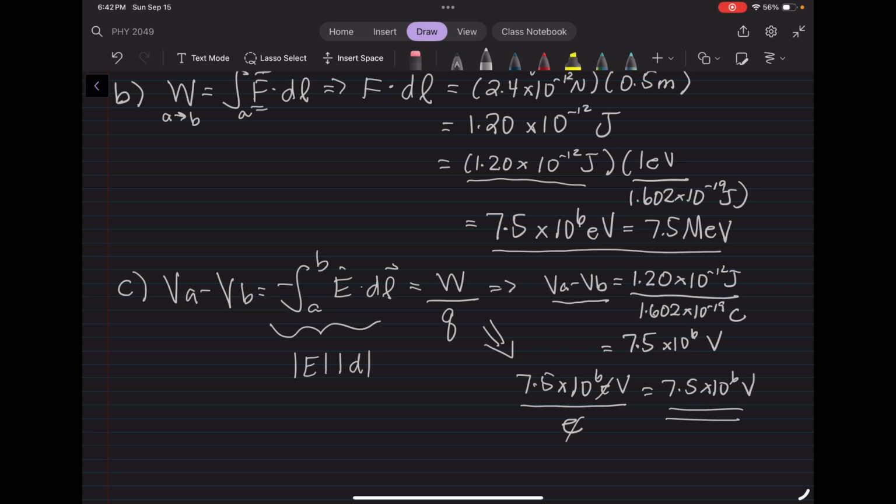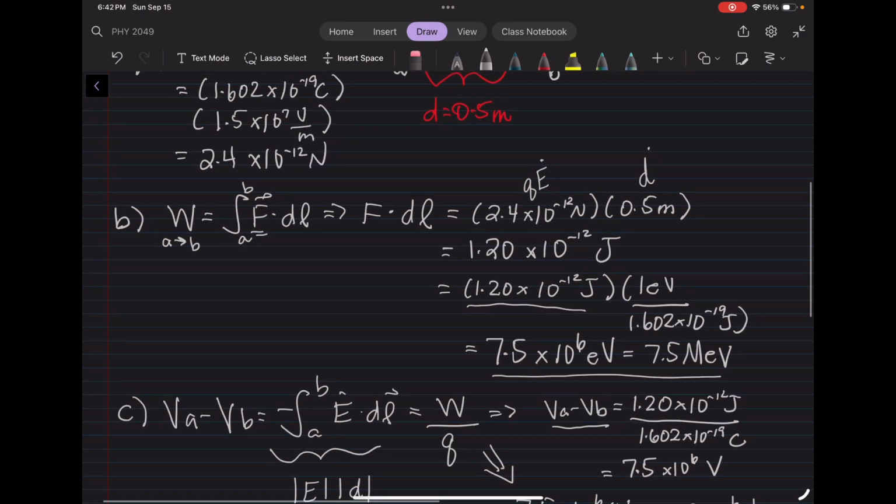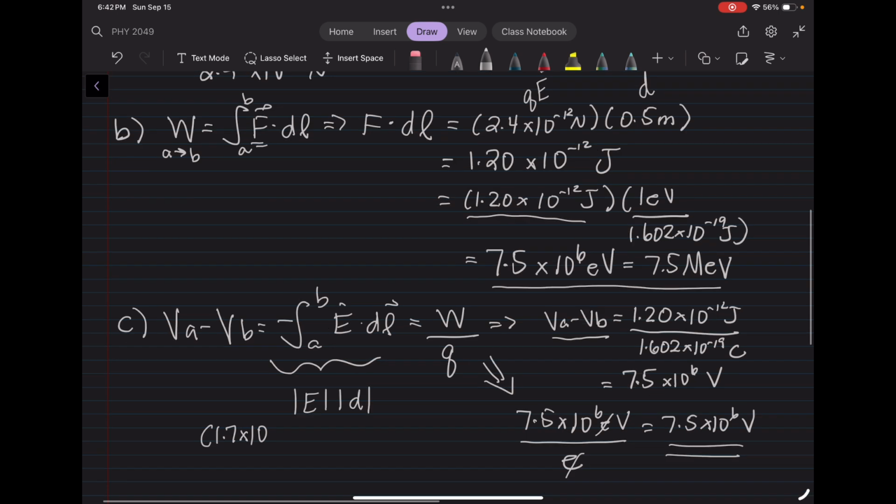And so we could have just done that to get this same number right here, right? And let's just do it. So the value of E was 1.5 times 10 to the 7. Let me just double check.